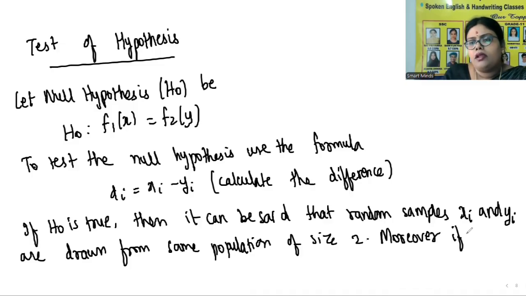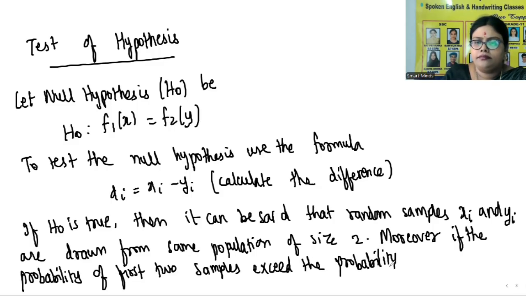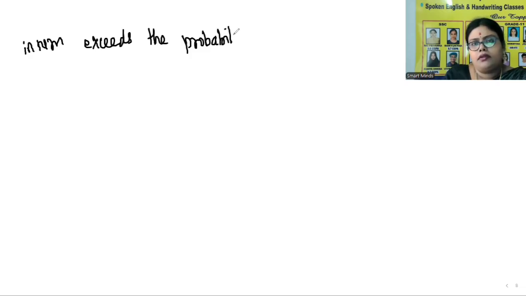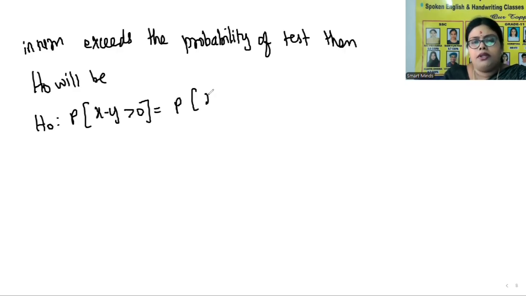Moreover, if the probability of the first sample exceeds the probability of the second, which in turn exceeds the probability of the test, then H naught will be such that the probability of x minus y greater than 0 is equal to the probability of x minus y less than 0, which is equal to 0.5.